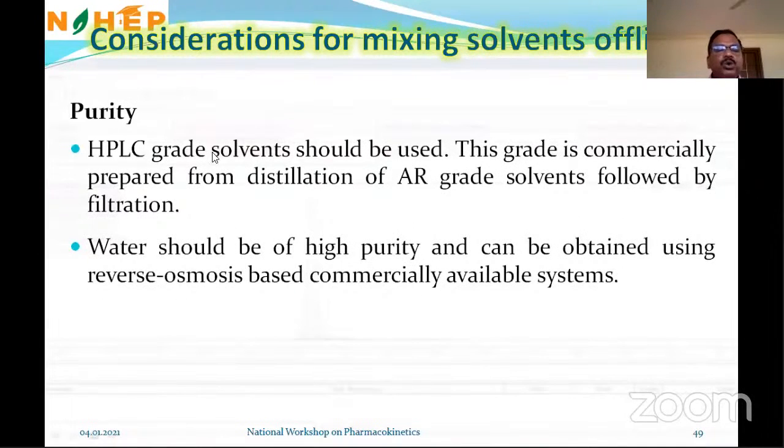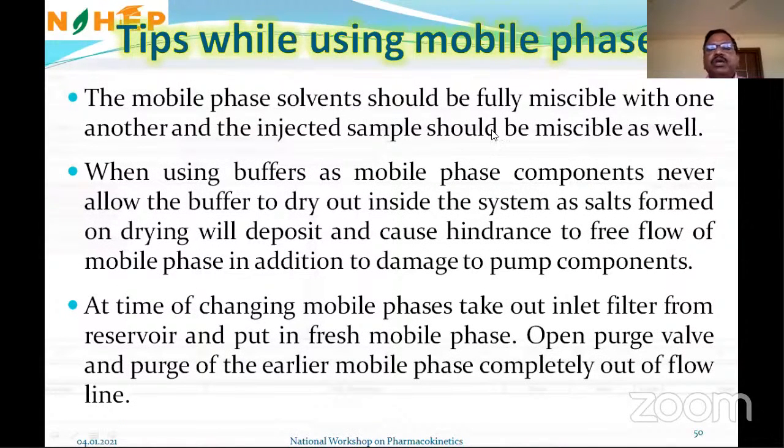Then coming to the purity, we have to use HPLC grade solvents, and this grade is commercially prepared from distillation of analytical reagent grade solvents followed by filtration. Water should also be of high purity and can be obtained by using reverse osmosis based commercially available systems. Coming to the tips while using mobile phase, the mobile phase solvents should be fully miscible with one another, and the injected sample should also be miscible with the mobile phase.